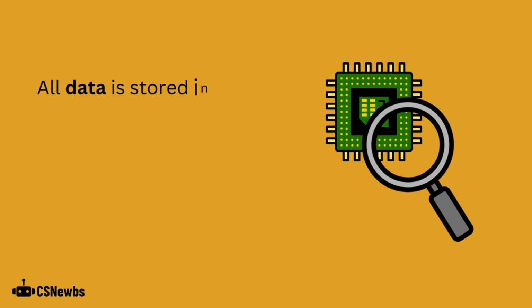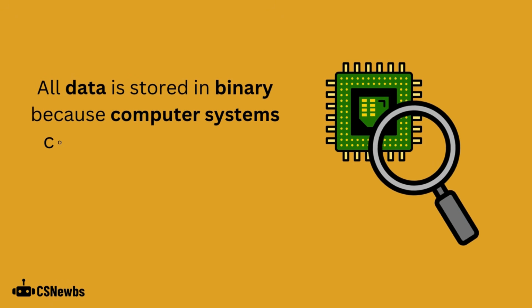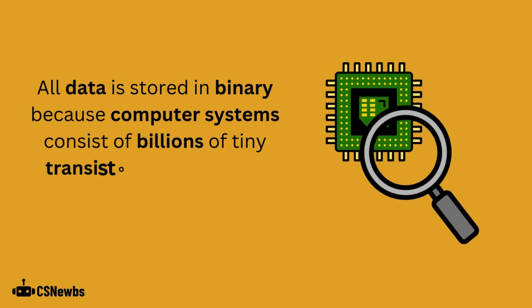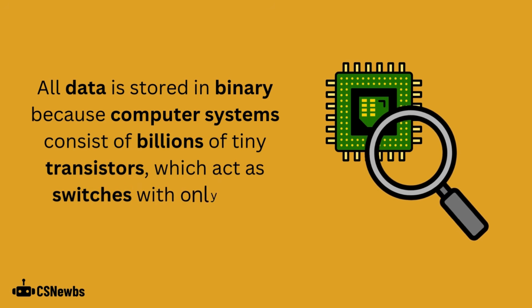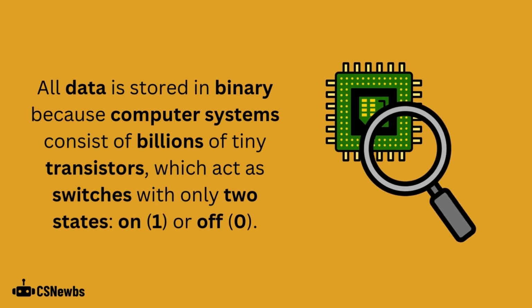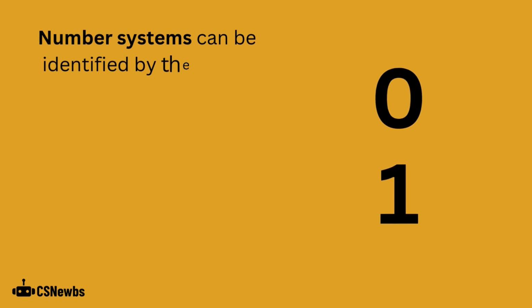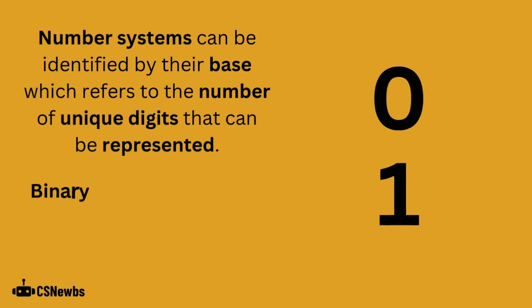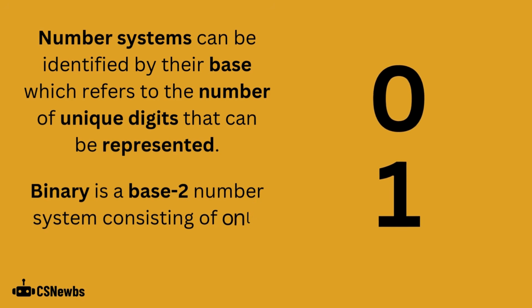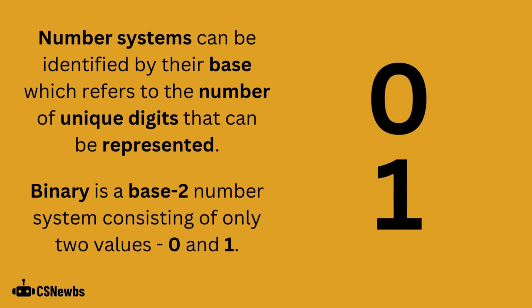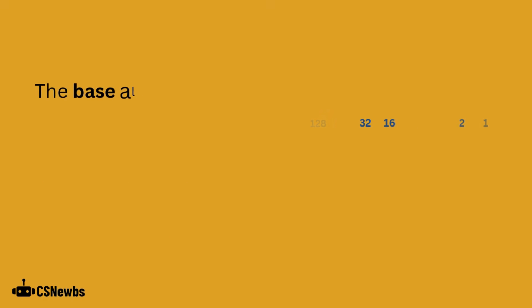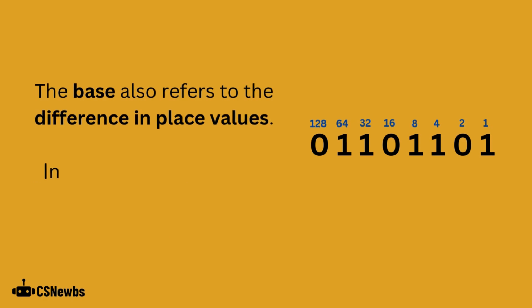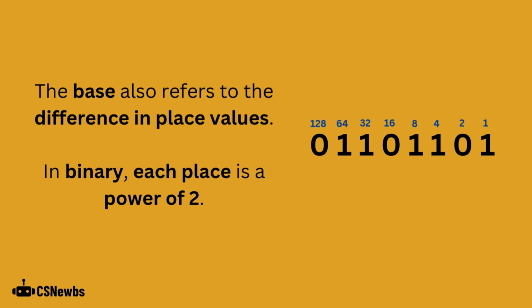All data is stored in binary because computer systems consist of billions of tiny transistors which act as switches with only two states, on represented by 1 and off represented by 0. Number systems can be identified by their base, which refers to the number of unique digits that can be represented. Binary is a base 2 number system consisting of only two values, 0 and 1. The base also refers to the difference in place values. In binary, each place is a power of 2.